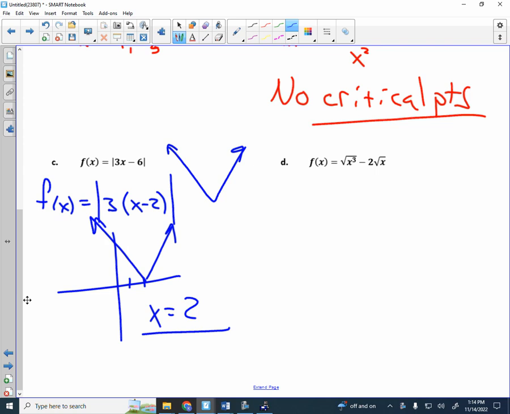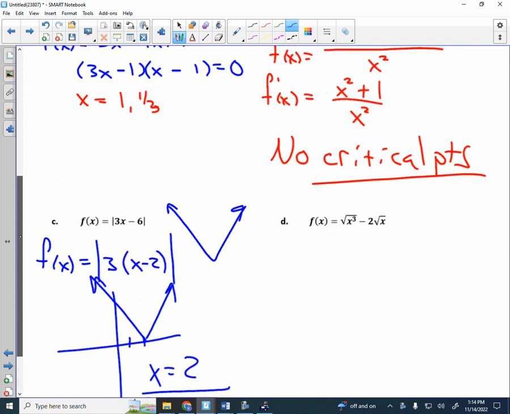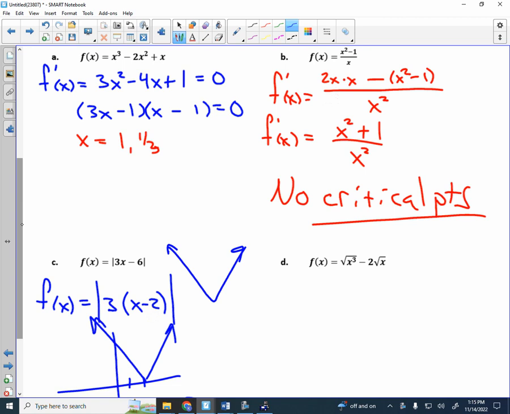Yes? Because the top is never equal to 0. The top is always positive.